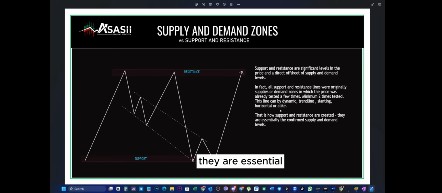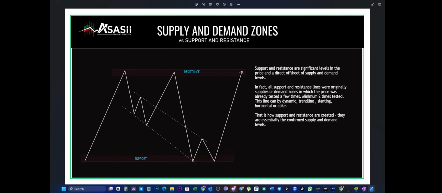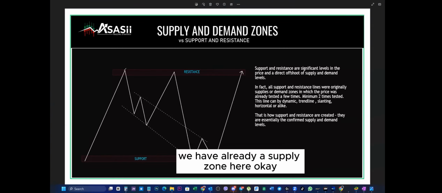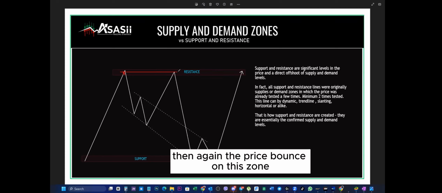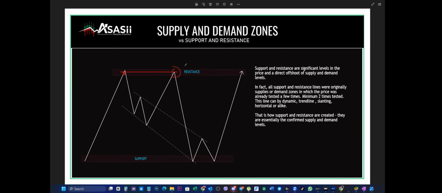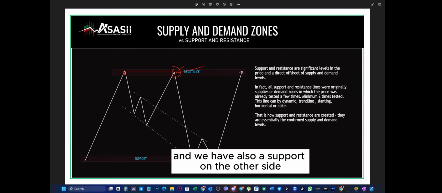They essentially confirm the supply and demand levels. So for example, we already have a supply zone here. Okay. Then again, the price bounces on this zone. Now we have a resistance. And we also have a support on the other side.